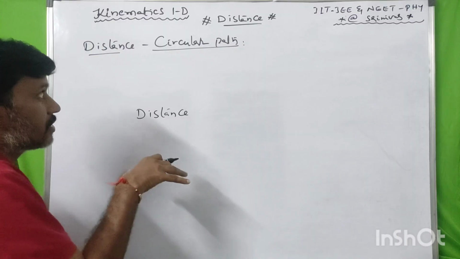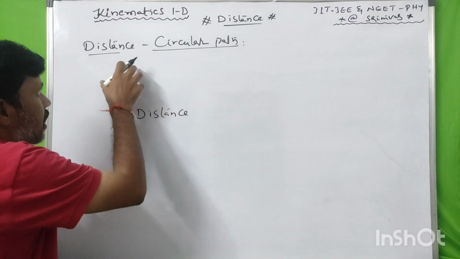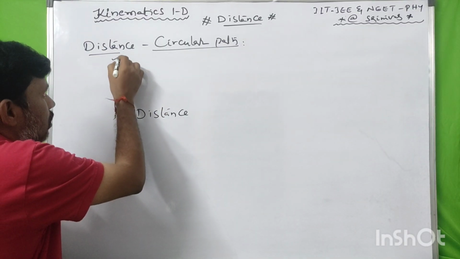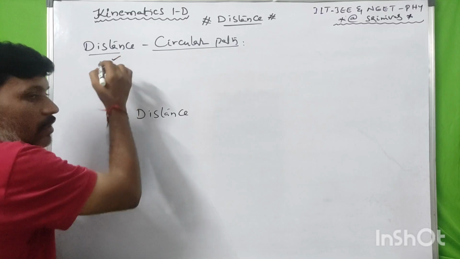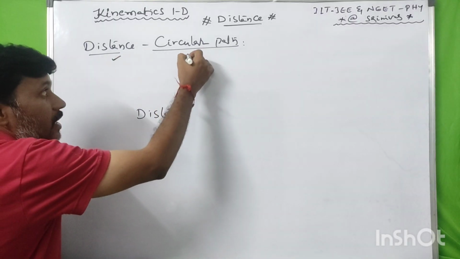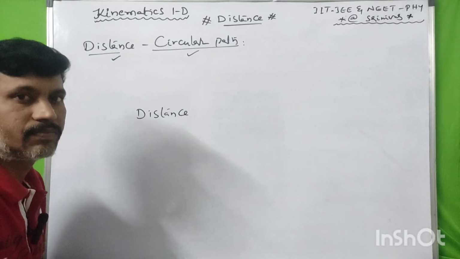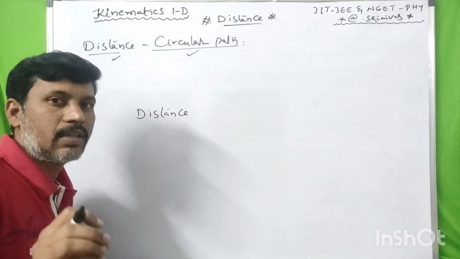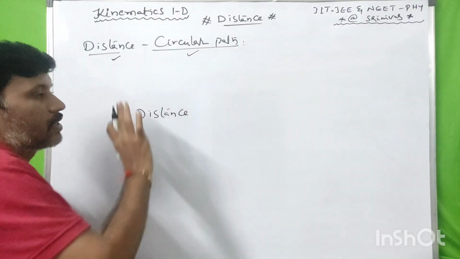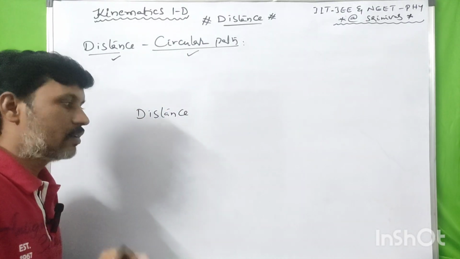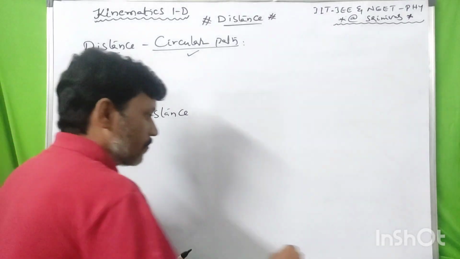Now, in this class, we can discuss how to calculate the distance when a particle moves in a circular path.